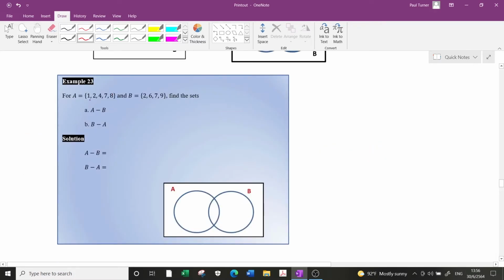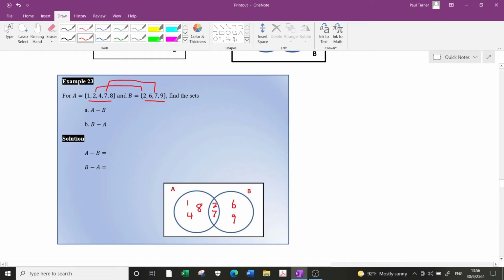So we have set A: 1, 2, 4, 7, 8, and set B: 2, 6, 7, 9. We can put the numbers in. Are there any overlaps? 2 and 7. So 2 and 7 must go in the intersection. A then has 1, 4, 8. And B has 2, 7, and the other numbers are 6, 9.